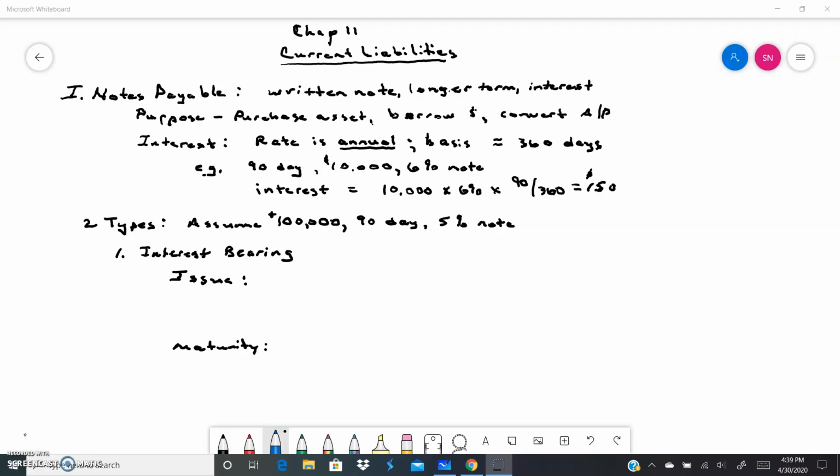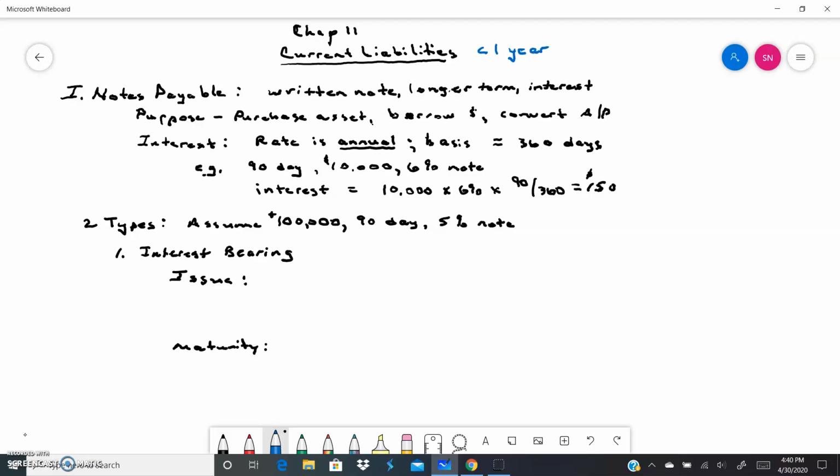This is Part 1. In Chapter 11, we're working our way around the balance sheet, and in the last few chapters we talked about the asset side of the balance sheet. Now we're moving over to the liability side. The first area that we come to would be current liabilities. Current liabilities would be liabilities that generally are paid off or satisfied within 1 year.